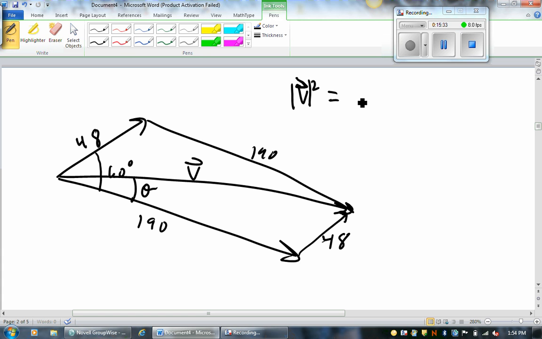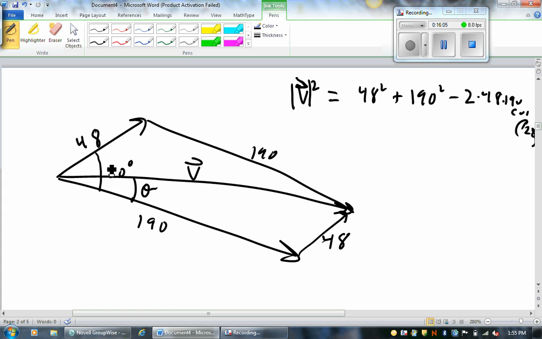equals this vector is 48 squared plus 190 squared minus 2 times 48 times 190 cosine of 120. Sorry, I can't fit that quite in there. I'm getting the 120, of course.